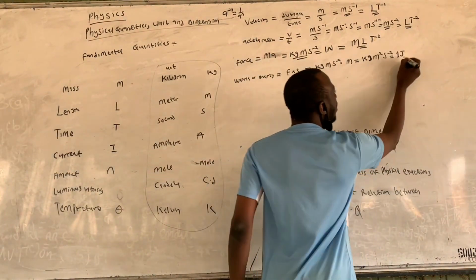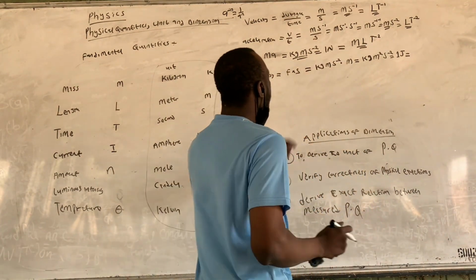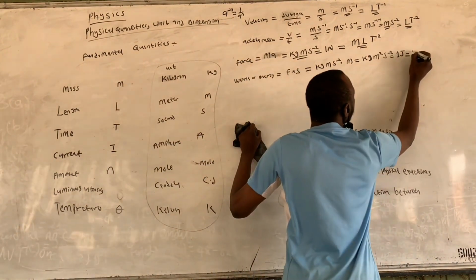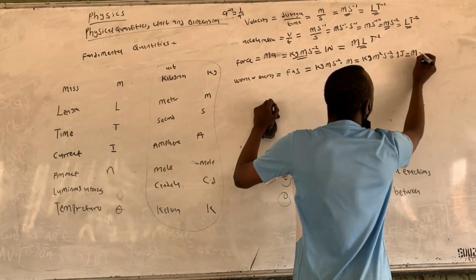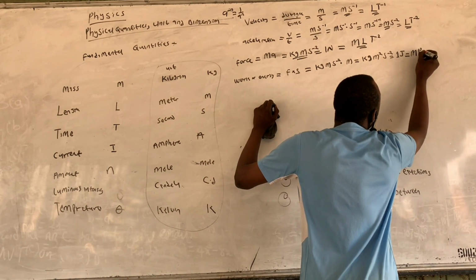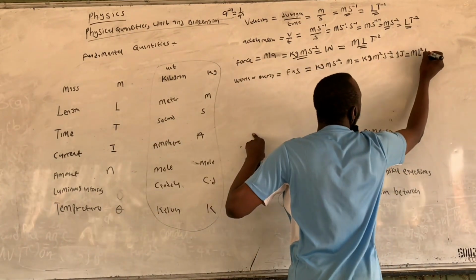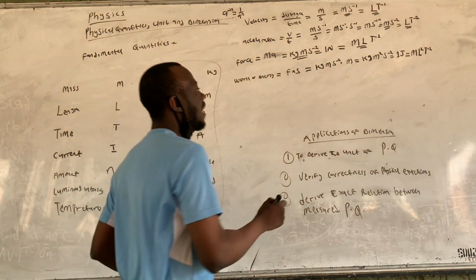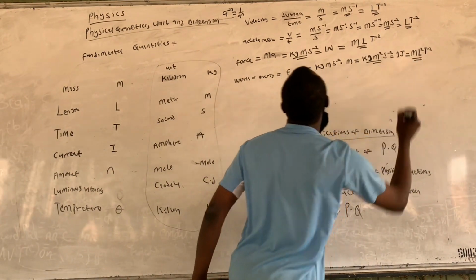So now the dimension here should be what? Kilogram, mass, is capital M. Then meter here is L squared. Then we have time, second, is capital T to the power of minus 2. This is the dimension of work.